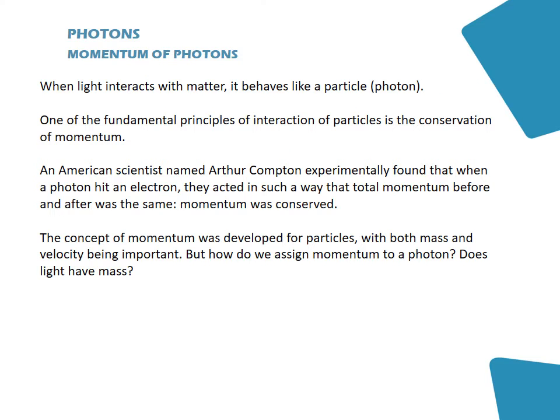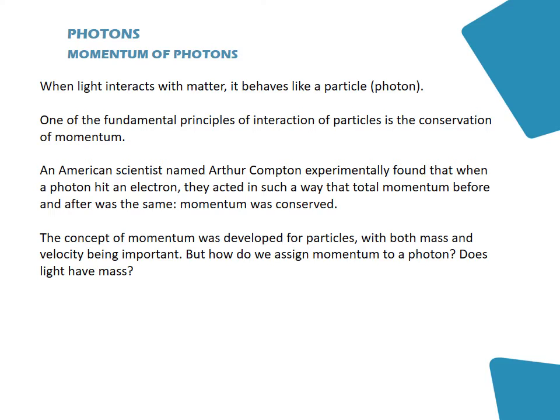All right, so when we have a look at this little guy called a photon, there's some things we need to understand. So when light interacts with matter, it behaves like a particle, or a photon. Now, one of the fundamental principles of the interaction of particles is the conservation of momentum. And every time we've talked about momentum up until now, we've referred to momentum as being a property of moving objects that have a particular mass and velocity. So p for momentum is equal to m times v.